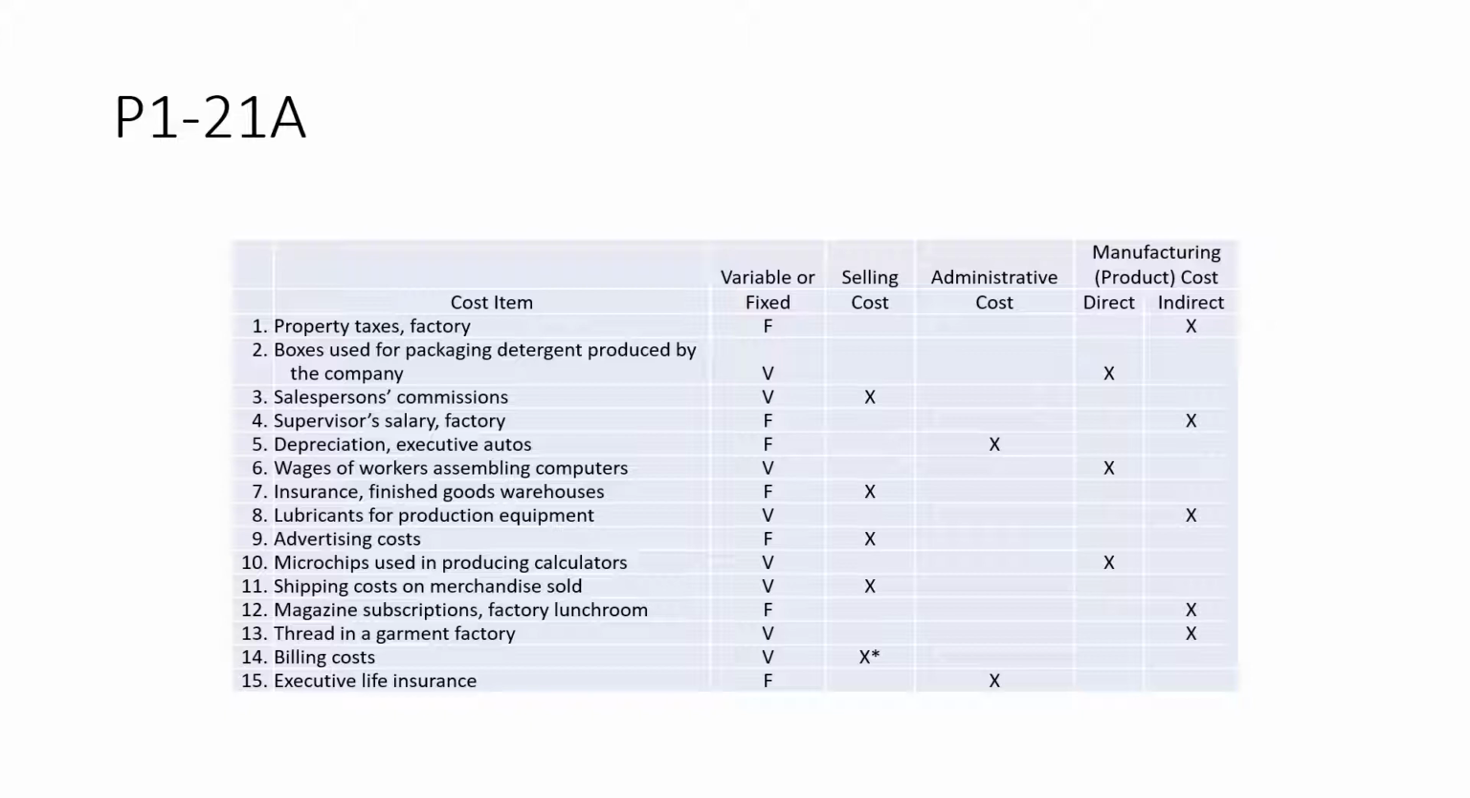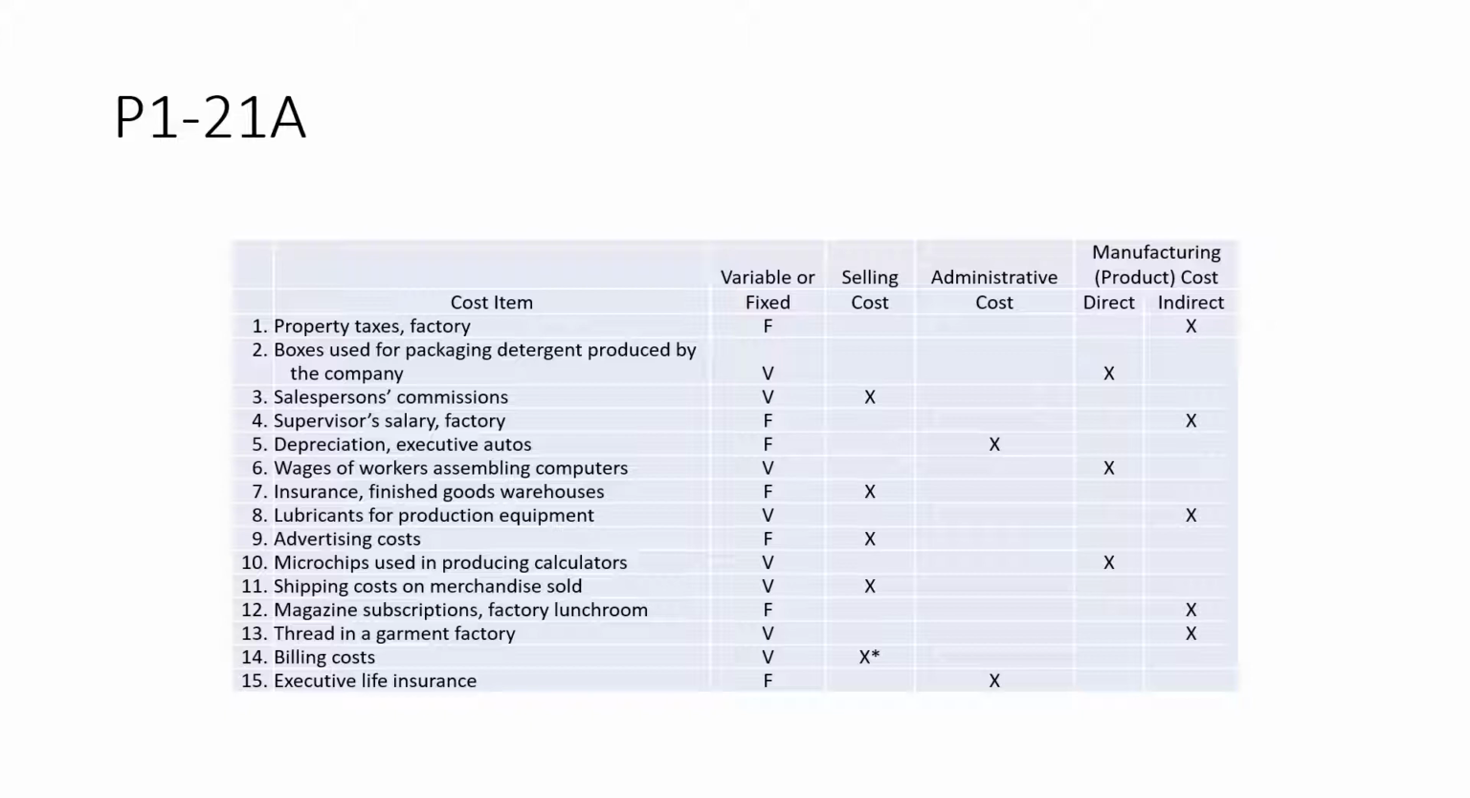Microchips used in producing calculators. Well, if you're making calculators, it's variable. So the more calculators they make, the more cost you'll have overall, and that's a direct material of making the calculators. Shipping costs on merchandise sold will vary based on your sales, and it's a selling cost.